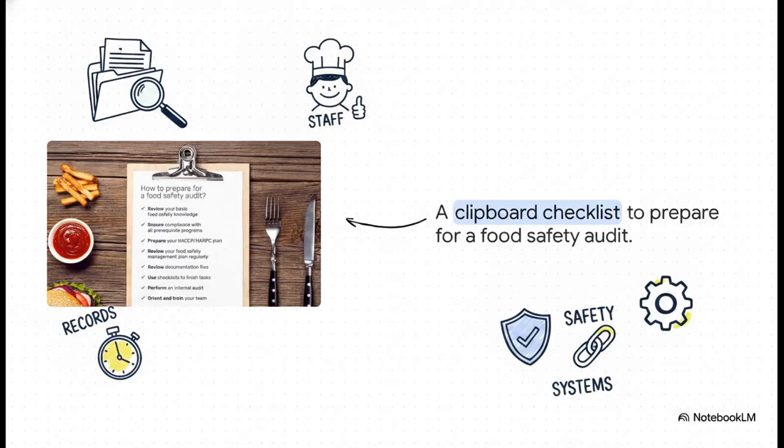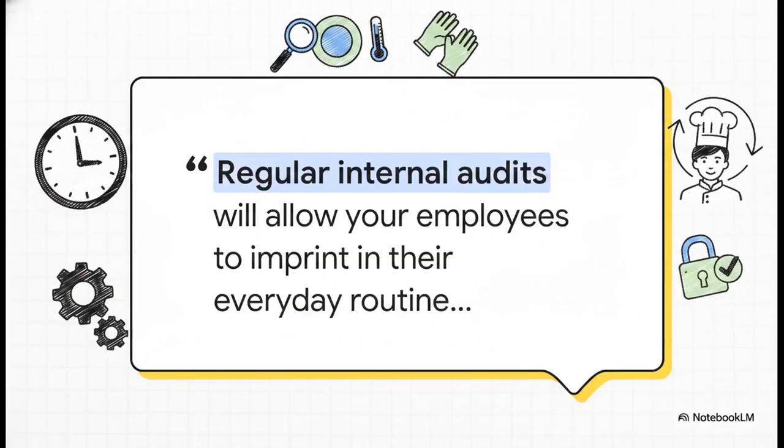It doesn't work. And speaking of everyday routine, to stay on track across so many various, complex fields of food operations, you need simple, organized tools. A basic clipboard checklist next to a meal perfectly emphasizes that checklists prevent human error. They prove to an auditor that the food control system actually works in practice, day in and day out, helping the staff focus on the completion of urgent, everyday safety tasks. This quote from our source material really drives the entire philosophy home. Regular internal audits will allow your employees to imprint in their everyday routine the necessary proper food safety practices.